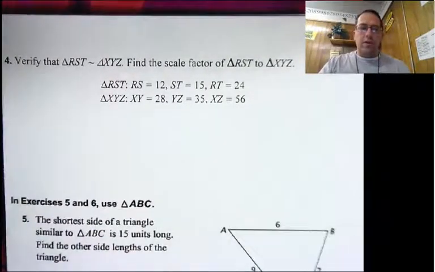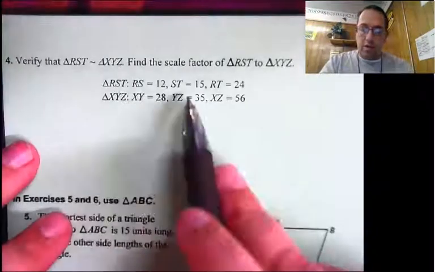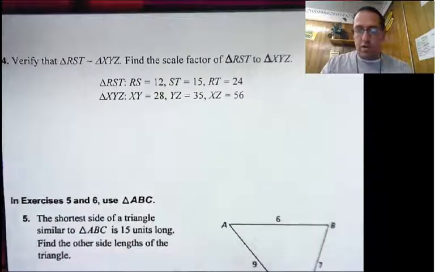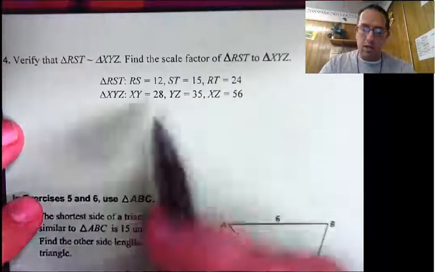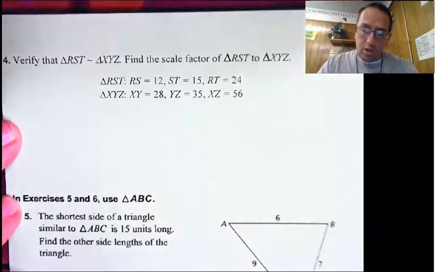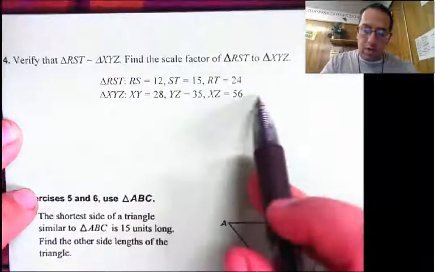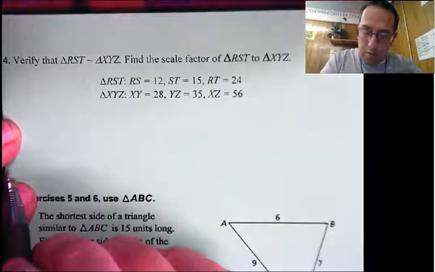Okay, we want to verify that triangle RST is similar to triangle XYZ. And then we want to find the scale factor of RST to XYZ. So we have triangle RST, we have triangle XYZ, we have the lengths of their sides. We don't have the triangles drawn out. That's okay, we don't need them. All we need is the lengths of the sides, right? So here we go. We've got our proportions. There they are.